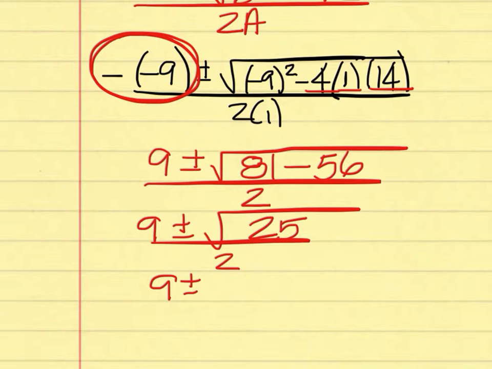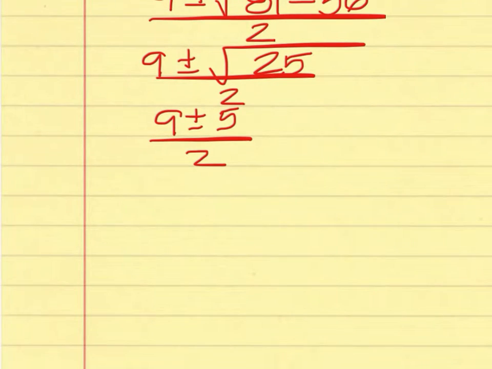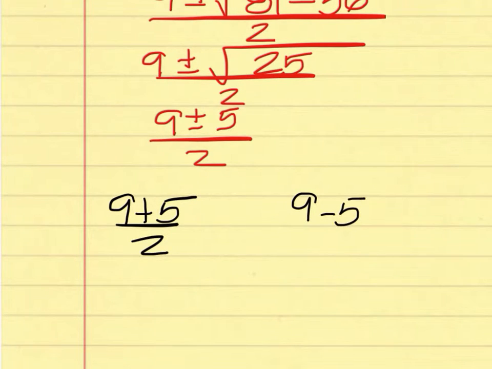What is the square root of 25? 5. Okay, so once I reach this point, what must I do now, Carver? Your positive and negative equation. Yeah, we'll have to split it into two things, 9 plus 5 over 2 and 9 minus 5 over 2.